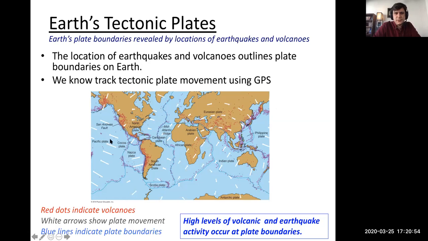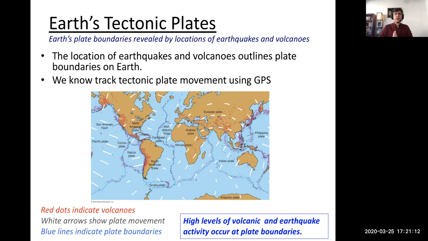We can also put these white arrows on here, which show the direction and how big the arrows are, showing how fast those plates are moving. So you can see the direction that they're all moving in. So we can map out where all the plates are. And we have our continental plates, we have some oceanic plates. I'll show you a few more images.